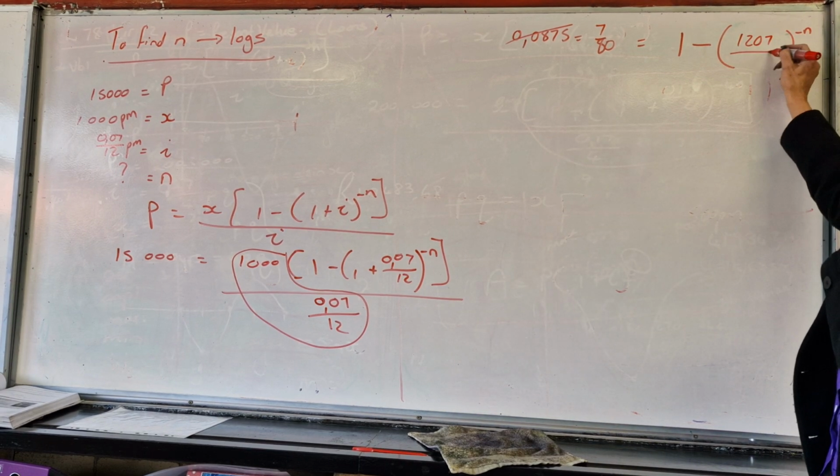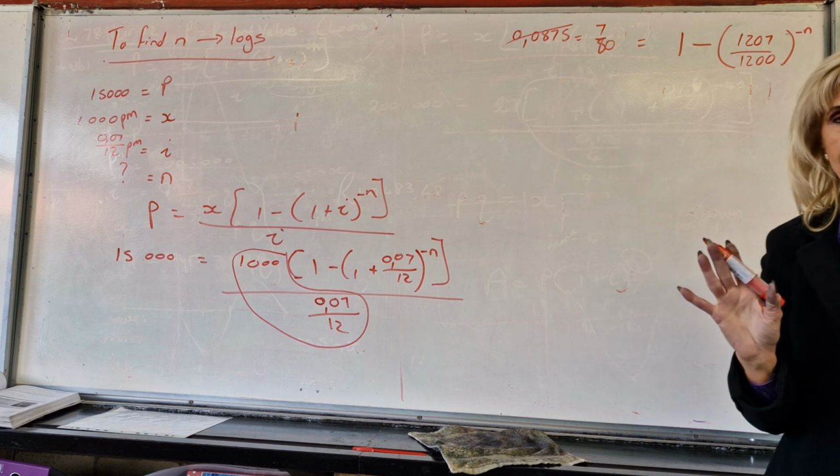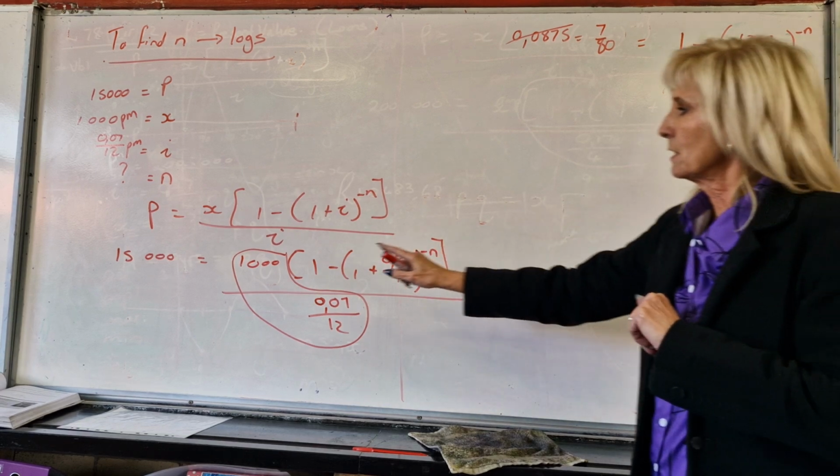1207 over 1200. Everybody happy on that? Yes, ma'am. Okay. So that's that part to the power of minus n. But you still have the 1 minus.